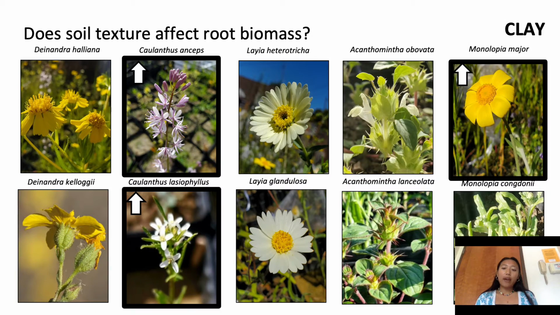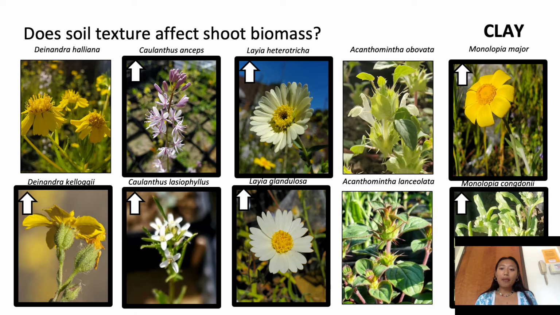I also looked at the 5 congener pairs and conducted a t-test to compare root and shoot biomass across soil types for each species. The top 5 species are clay endemic, and the bottom species are sand or talus endemic. In these species, root biomass was significantly higher in clay soils. Consequently, root biomass was smaller on sand or talus soil.